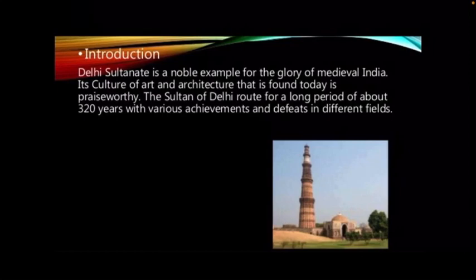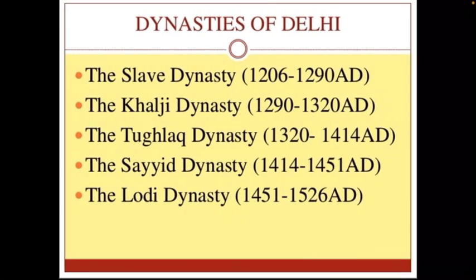Next came the Sayyid dynasty, 1414 to 1451 was the period ruled by the Sayyid dynasty. The last dynasty of the Delhi Sultanate was the Lodi dynasty, which ruled from 1451 to 1526 AD.